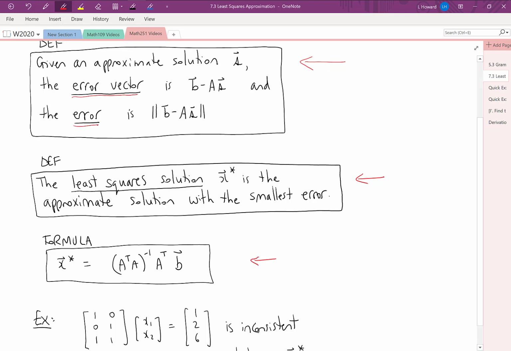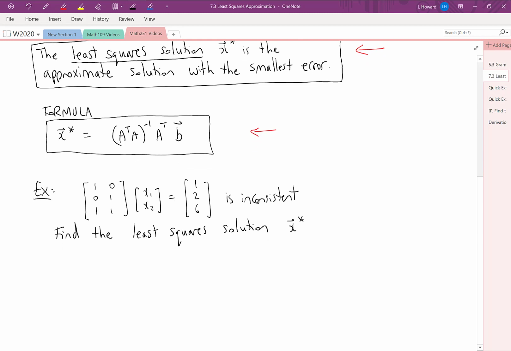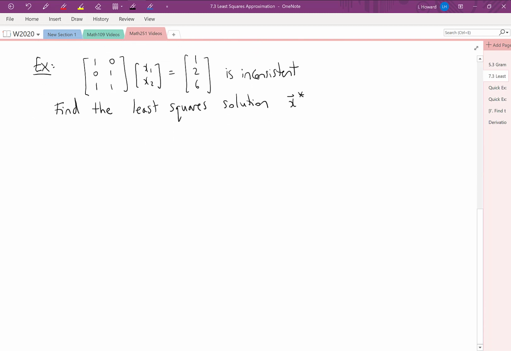Okay, so the formula is x star equals (A transpose A) inverted, times A transpose b. So notice that the only two things that formula depends on are just the matrix A and the vector of constants b. All right, so with that, let's try a first example. So here we've got a system which is inconsistent, and we are going to find the least squares solution, x star. Okay, so we would start by calculating A transpose A.